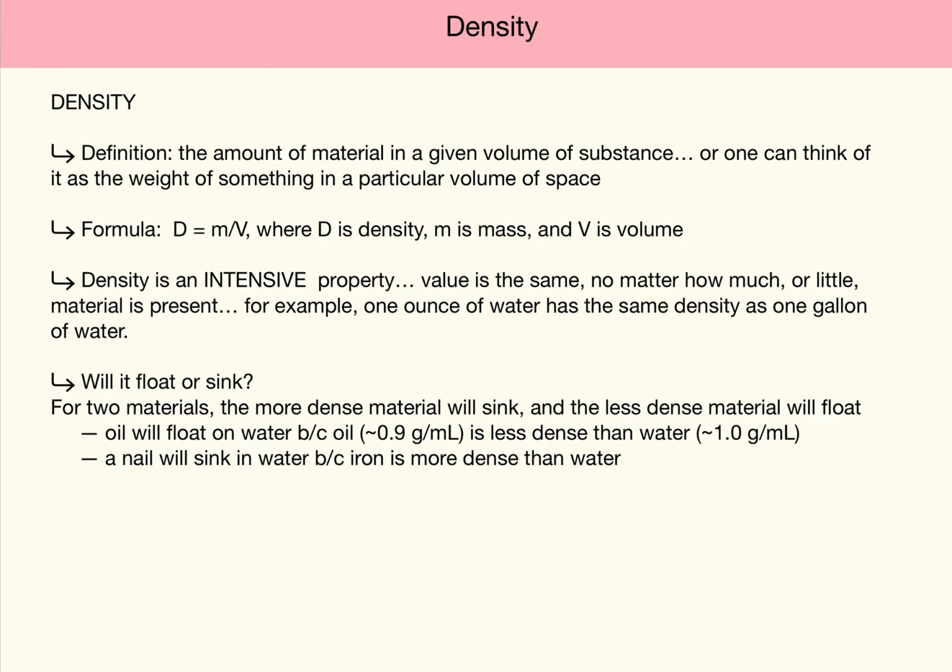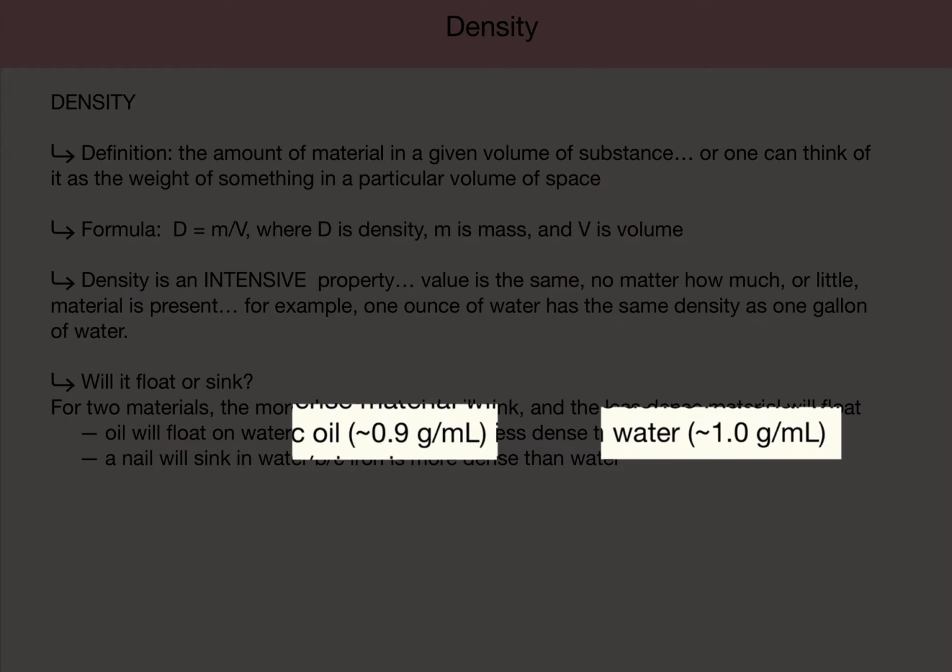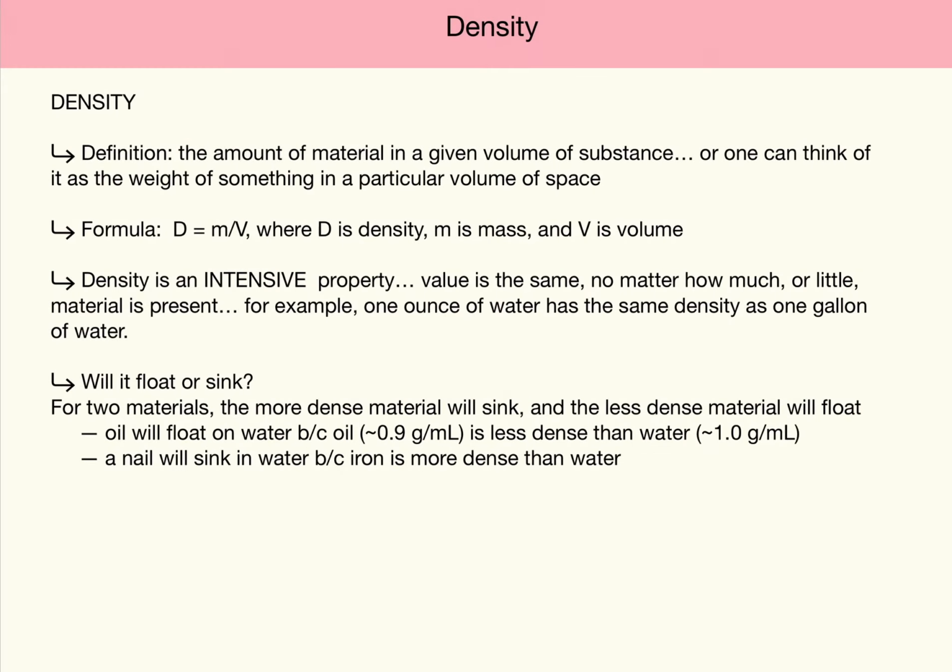So one of the typical types of questions density will address is, will it sink or float? When you have two materials, the more dense material will sink and the less dense material will float. So you could just look on a table and see the values and take a good guess. You could look at the density of oil and see that it's less than the density of water and predict, hey, if you have an oil spill, the oil is going to float on top of the water. On the other hand, a nail will sink when you drop it in water. Why? Because iron is much more dense than water.